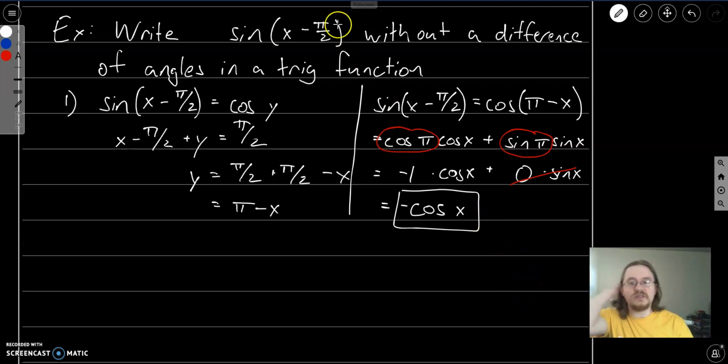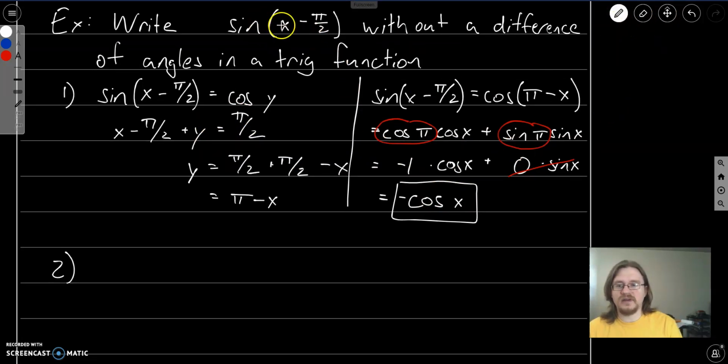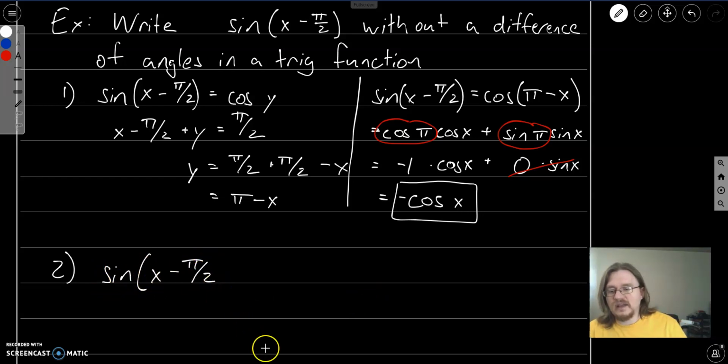Let me do this in one other way, which is going to be a little bit quicker than this because we don't have to find the complement of an angle. And that's to do the following. Sine of x minus pi halves. I'm going to use a little trick, and then I'll show you why this trick really works. Sine of x minus pi halves. This is the same thing as the following.